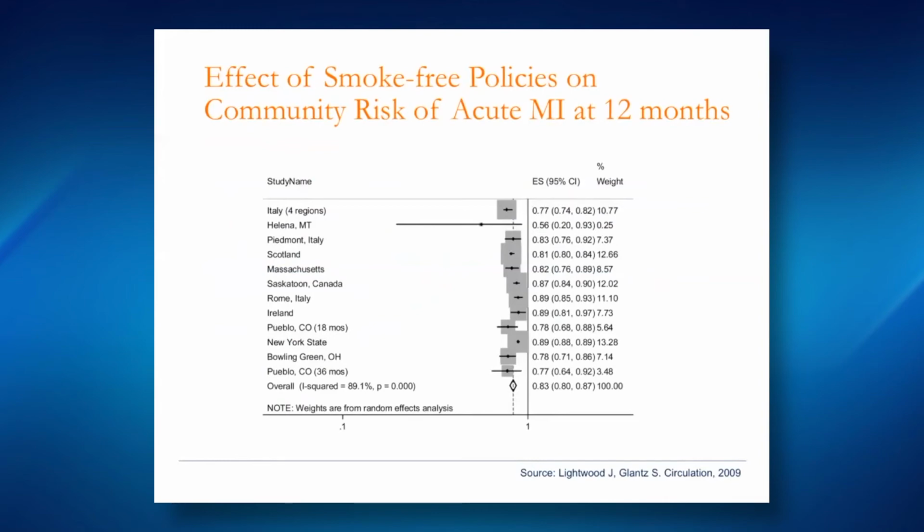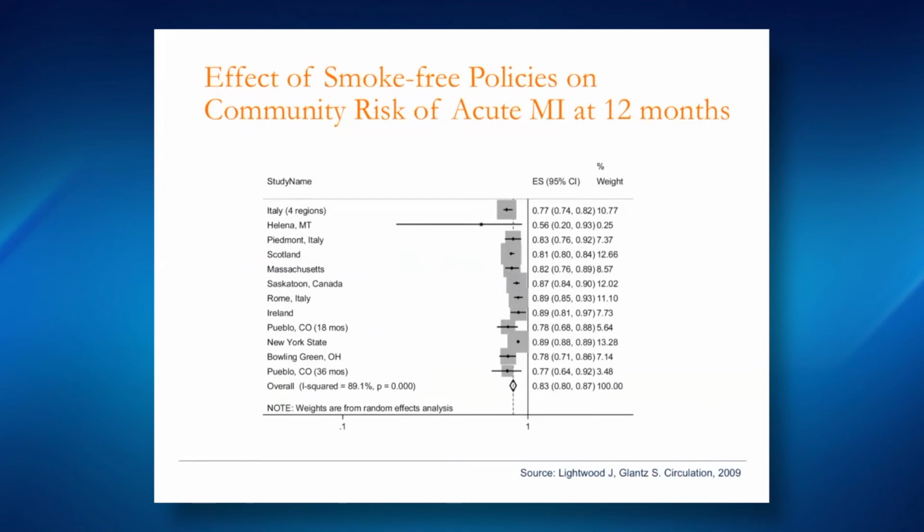So this is the effect of smoke-free policies and the community risk of acute heart attacks at 12 months. So you institute this policy that you can't smoke at bars, you can't smoke at restaurants, you can't smoke at work. And within 12 months, in these diverse settings, work from Stan Glantz and Jim Lightwood here at UCSF shows that the effect is almost immediate. Within a year, you've seen a 15% community risk reduction in heart attacks. That continues to accrue.